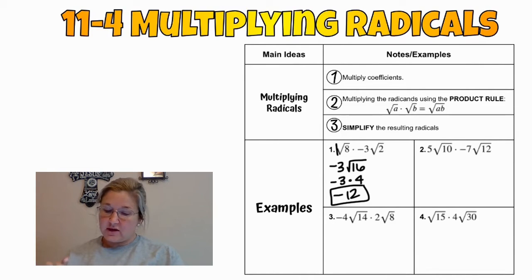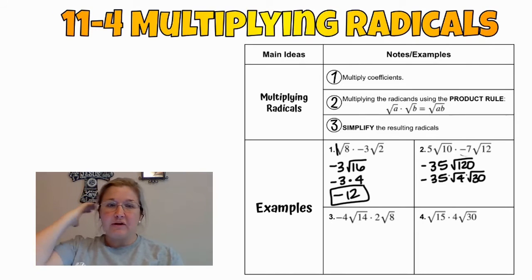Let's take a look. Example 2 here, we have 5 square root of 10 times negative 7 square root of 12. So I'm going to have 5 times negative 7, that's going to be negative 35. And then I'm going to have the square root of 120. I multiplied both of the radicands together there with 10 times 12. Now I'm going to find a perfect square that can go into 120. The one that I can just think off the top of my head is 4. So I'm going to do negative 35 times the square root of 4 times the square root of 30.